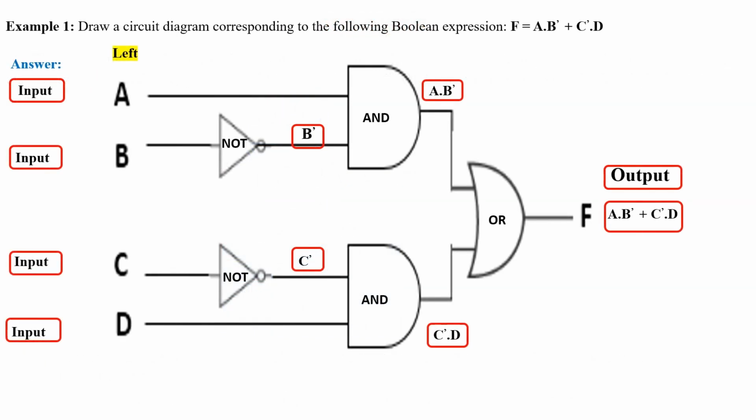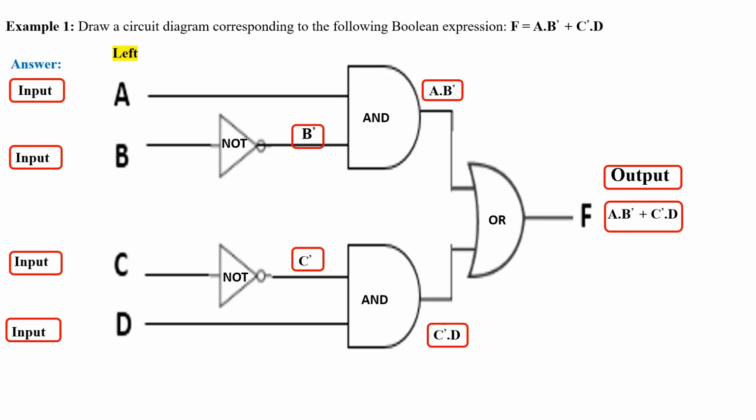Let's see an example. Draw a circuit diagram corresponding to the following Boolean expression, f equals a dot b complement plus c complement dot d. Look at the picture. First step is to obtain the expression a dot b complement. Now, look at the input variables a and b on the left side. We draw a NOT gate from input b, so we get b complement. Now, we draw an AND gate for input a and b complement. As the result, we get a dot b complement.